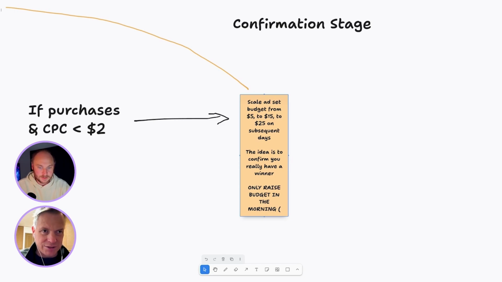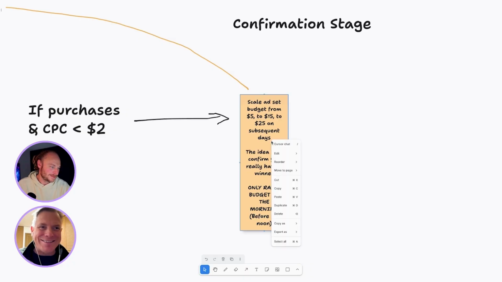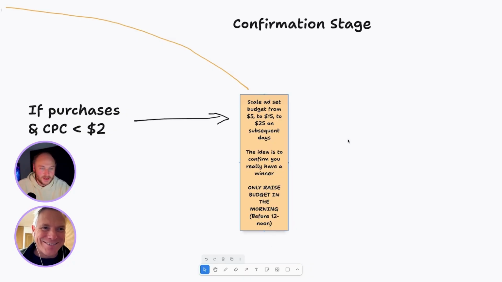What is the morning? Can you give a range? Before noon. You don't have to wake up at 5 a.m. and go, I've got to turn on my ad. No, wake up, do your thing, then just get in there in the morning. So you raise the budget before noon. You'll go from $5 to $10, 10 to 15, 15 to 25, or something like that. We're slowly stepping up the budgets to see if it takes.